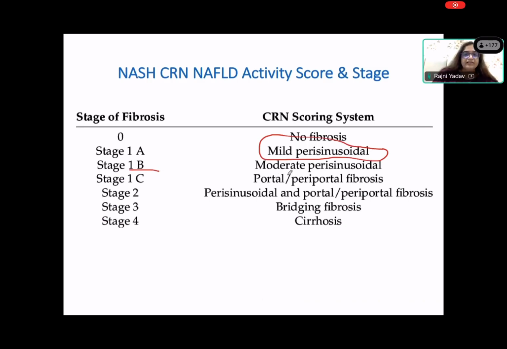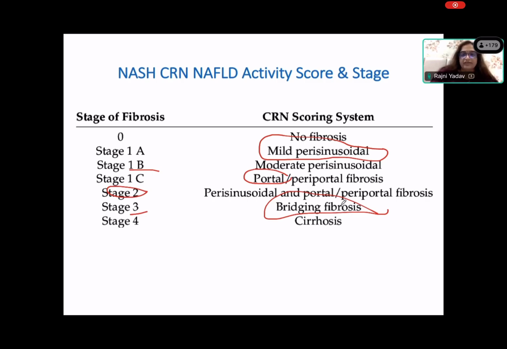If the fibrosis is only in the portal area, that's 1C. But if you have combined lobular and portal fibrosis, the stage becomes 2. Then if you have bridging septa. What is bridging? Bridging is a fibrous septum, that means a connection. It can be between one portal area and another, from one zone 3 area to another zone 3, or from a zone 3 area to a portal area. There can be different patterns of bridging fibrosis, but once you see bridging, that becomes stage 3, which is very significant.